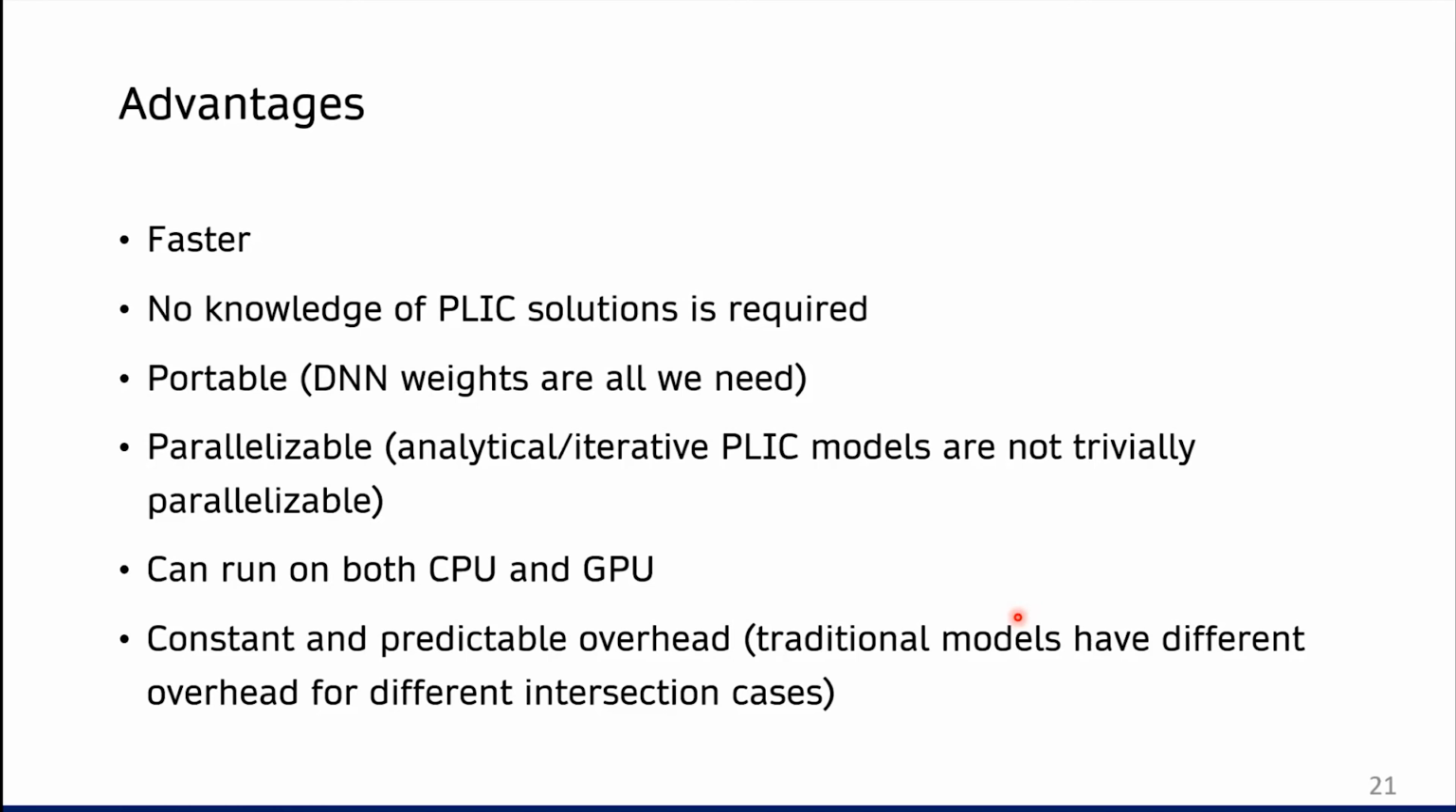Also, the overhead runtime that it has on your simulation is constant because the calculations are constant and very predictable. This is not the case when you use traditional techniques, because in some cases the calculation is very simple and fast, and in some cases you have to do a lot of iterations back and forth to do the correct calculations, and the overhead changes depending on the location of the interface and the value of alpha. But using this technique is predictable and constant. So these are the advantages of using a neural network instead of a traditional algorithm.